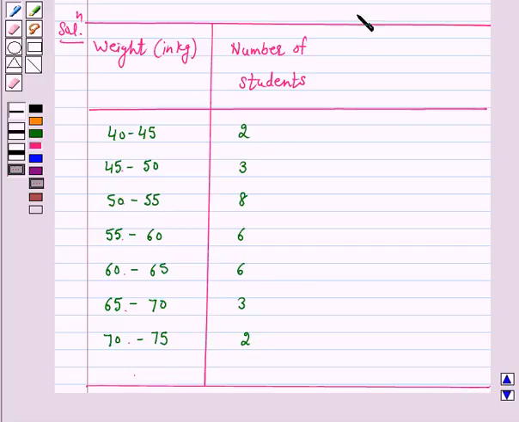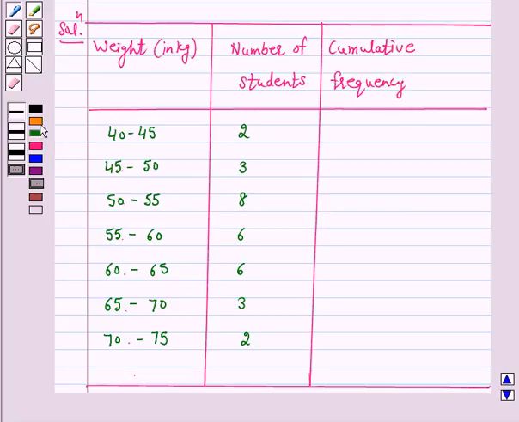Now we will make a column of cumulative frequency, that is, we will find the cumulative frequencies of all the classes. Cumulative frequency of the class 40 to 45 is 2, and for the next class it is 2 plus 3, 5. Now, 5 plus 8, 13. 13 plus 6, 19, 19 plus 6, 25, and 25 plus 3, 28, and 28 plus 2, 30.